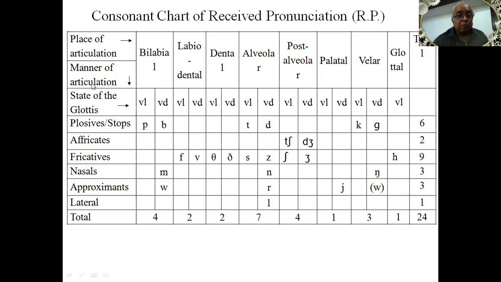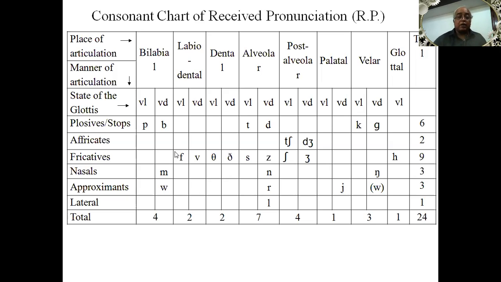Then we have the manner of articulation. The plosives or the stops, the affricates, the fricatives, the nasals, the approximants, and the laterals. And here we have the state of the glottis, whether it's voiceless or voiced, whether the vocal cords are close together or wide apart. If the vocal cords are wide apart, there's hardly any vibration, and we get the voiceless sounds. If the vocal cords are close together and there's a lot of vibration there, we have the voiced sounds.